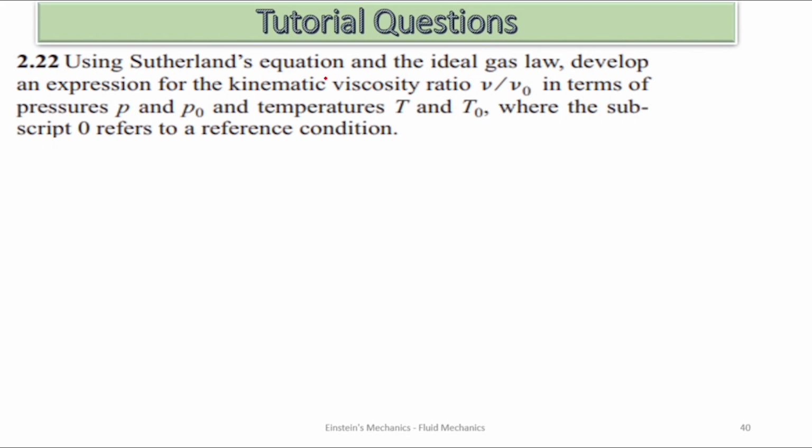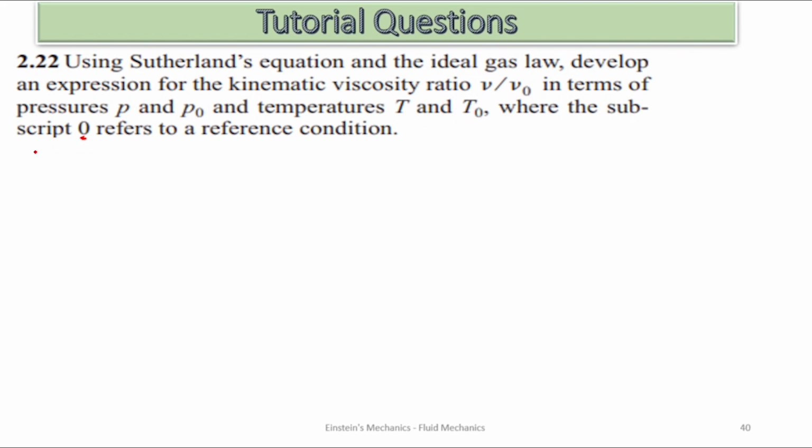So using Sutherland's equation and the ideal gas law, develop an expression for the kinematic viscosity V on V naught in terms of pressures, that's P and P naught, and temperatures T and T naught, where the naught refers to the reference conditions. So P naught means the initial pressure given the initial kinematic viscosity, and T naught represents the initial temperature.